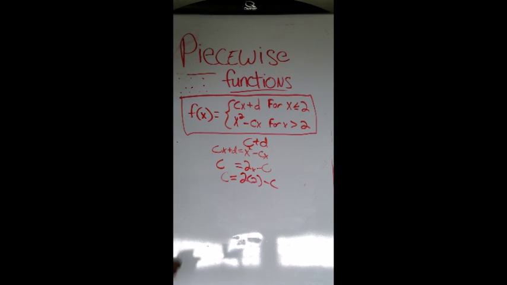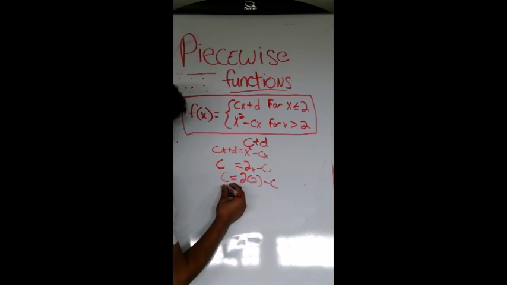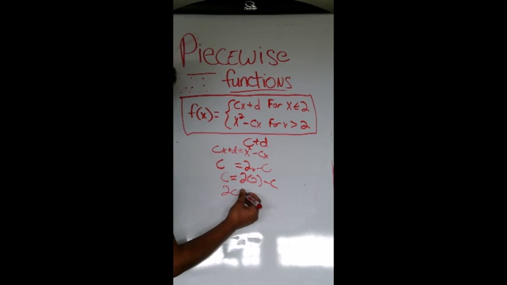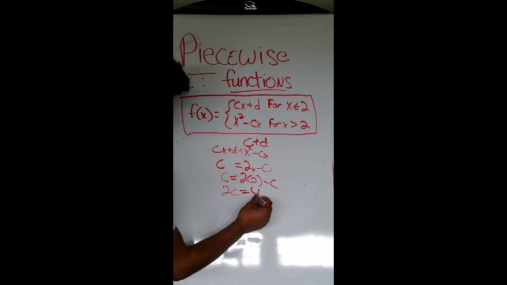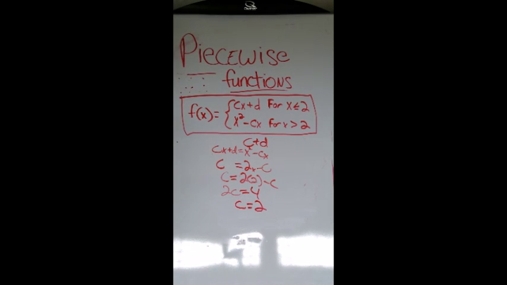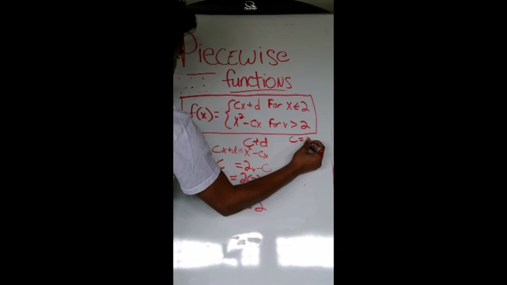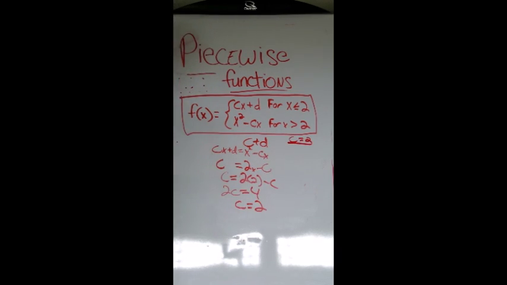Now you solve for C since you have one variable alone. So you can add C to this side, or you could subtract it. I don't really care. I'm just going to add it. So you get 2C equals 4. C equals 2. If you don't know how I got there, then go back to algebra. So you have one value here. Let's just write it up here so that we don't forget it. C equals 2. All right.